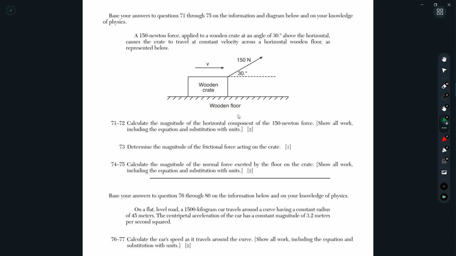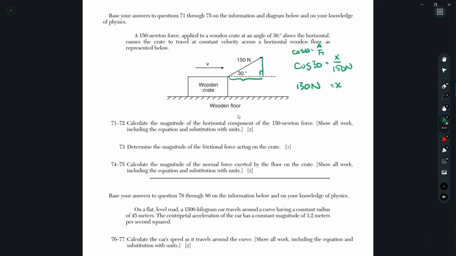7172, horizontal component. That means I'm looking for this side of the triangle, which is cosine. So cosine 30 equals x over 150 newtons. I should be thorough. Cosine of an angle is adjacent over hypotenuse. There's an equation here, substitution, and then the answer is just going to be 150 times the cosine of 30, which is about 129.9. I'm going to call that 130 newtons.